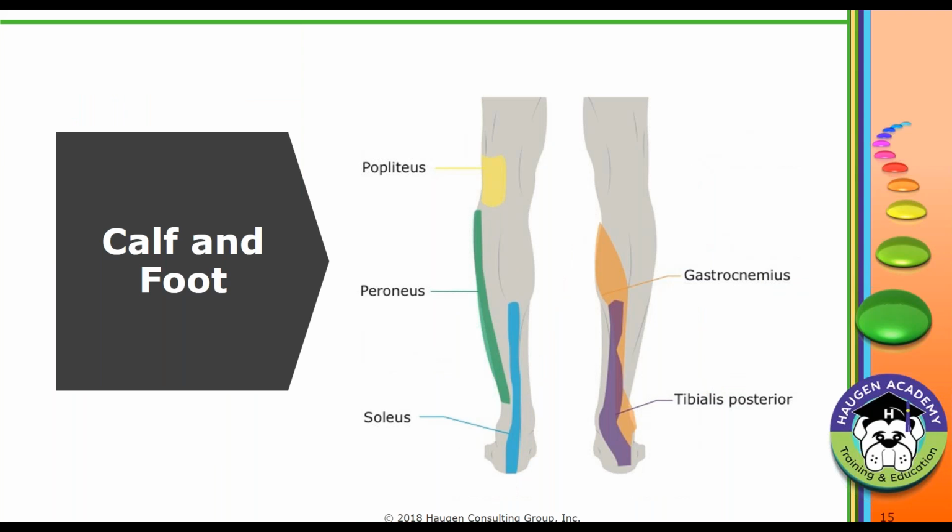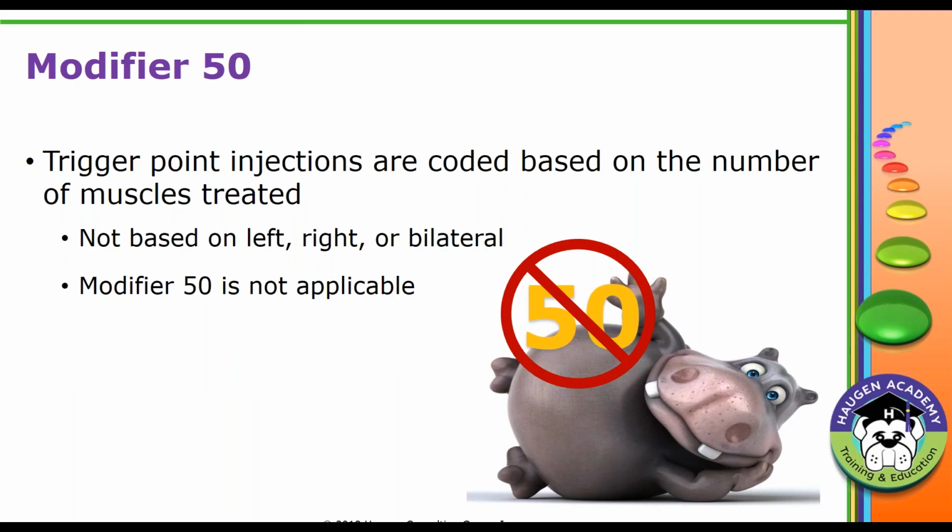So that brings us to this discussion on Modifier 50. This is kind of a common error that we see with clients, or a common question we have when doing audits. Trigger point injections, again, I've been saying this over and over, but they're coded based on the number of muscles treated. So they're not based on whether it's left or right or bilateral. So Modifier 50 is not going to be applicable to trigger point injection coding.